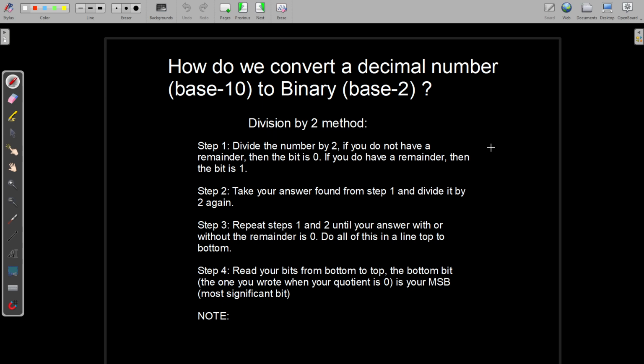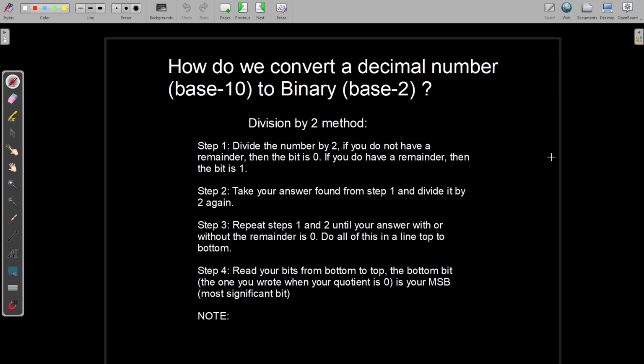There we go. So now, if you're doing this in a programming language, there are usually certain functions or methods that we can use to convert decimal back to binary and vice versa. But if you're doing this by hand, whether it's on paper or whatever, we're going to be using what's called the division by 2 method. And that goes as follows.